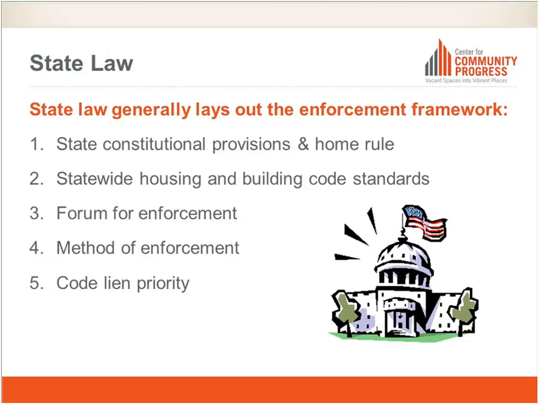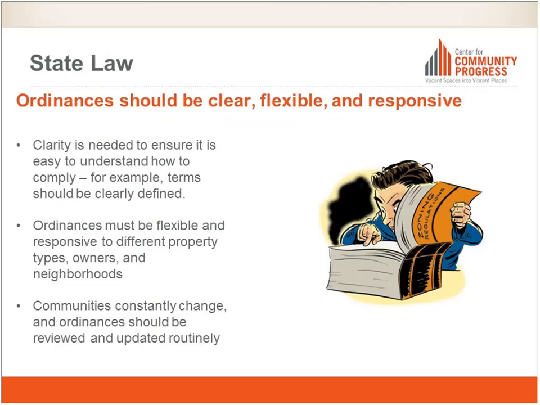So if state law does allow enforcement by placing a lien on the property, what is the priority of that lien as it relates to unpaid taxes or a mortgage? Is there a lack of clarity in state law? And might that lack of clarity give certain home rule communities an opportunity to make that decision for themselves? So those are some of the considerations for state law that practitioners will need to take a look at and understand.